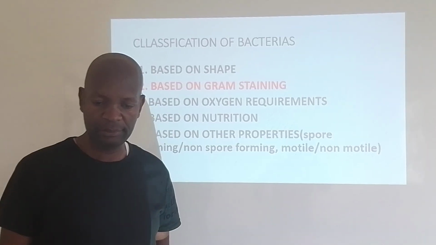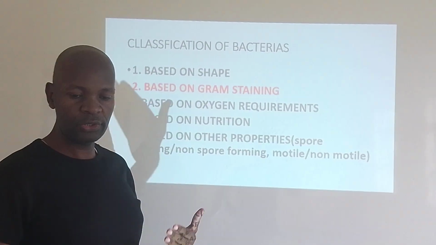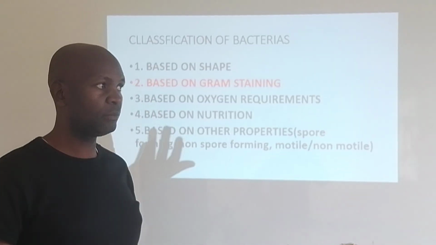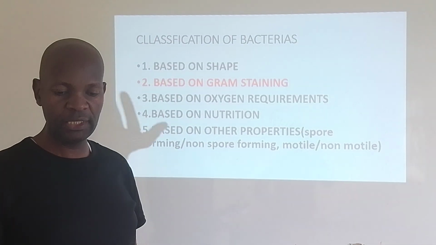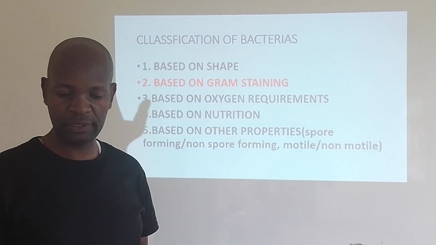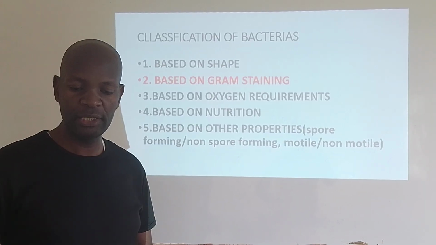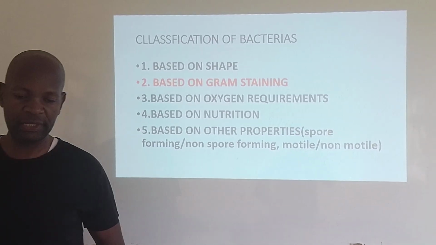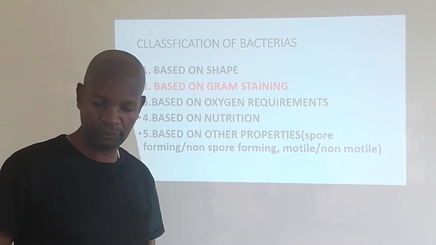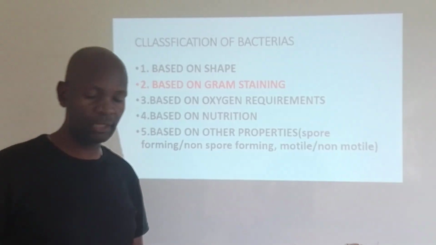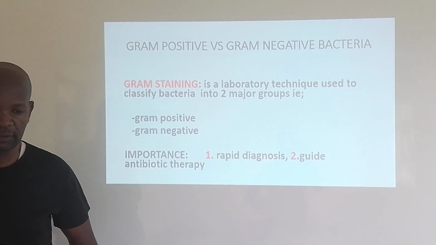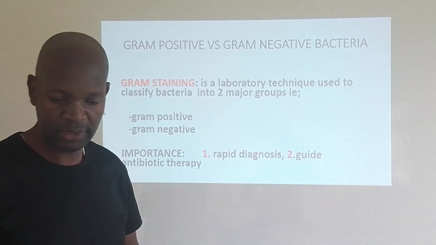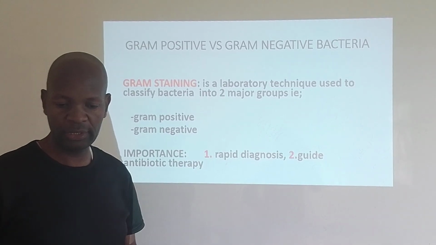We have various types of classification. We can base on the shape of the bacteria. We can base on the gram staining, as we have said. You can also base the classification on oxygen requirements, nutrition, other properties such as spore-forming and non-spore-forming bacteria, motile and non-motile bacteria. When we talk of gram-positive and gram-negative bacteria, we are basing on gram staining.